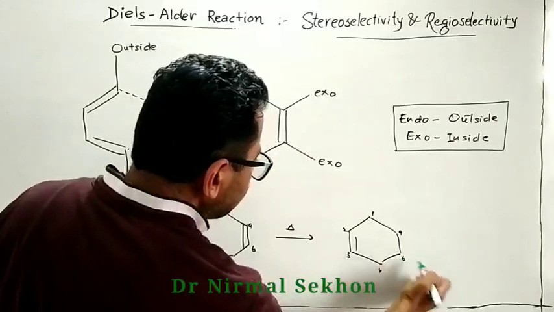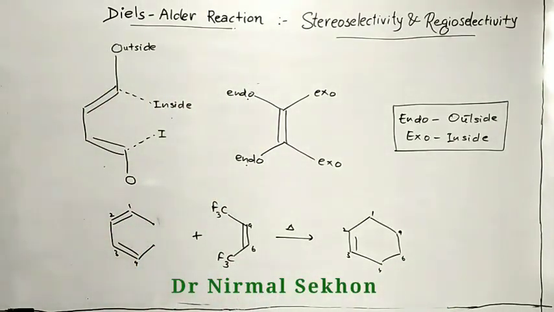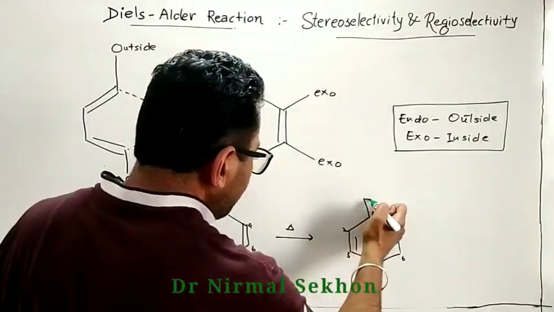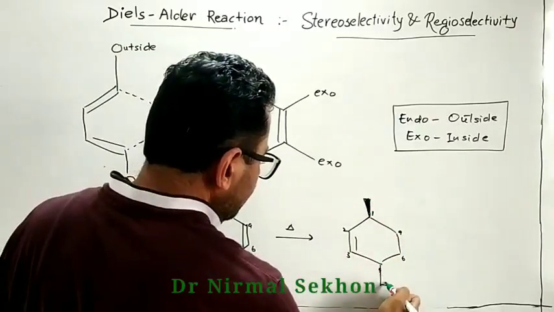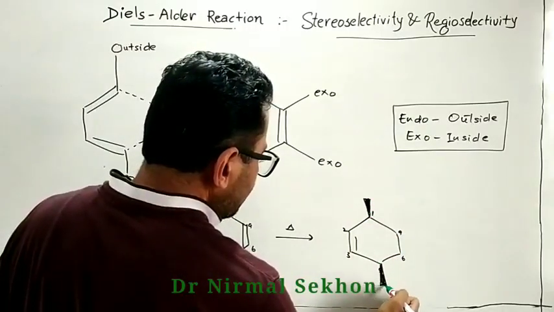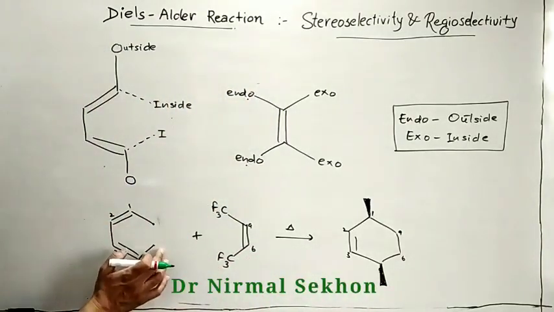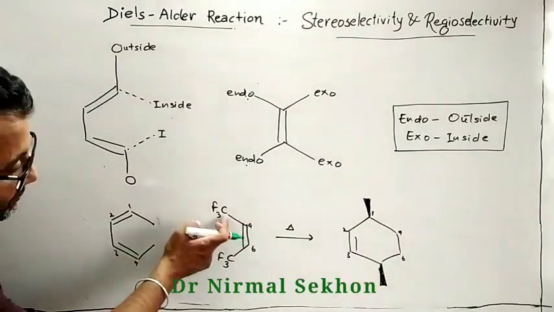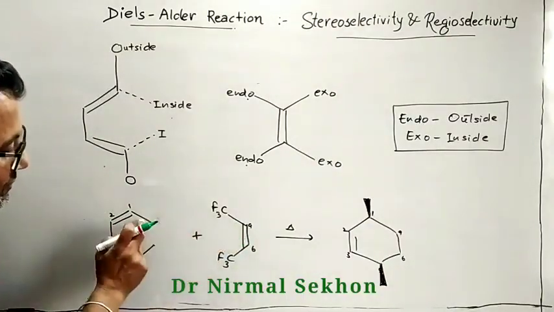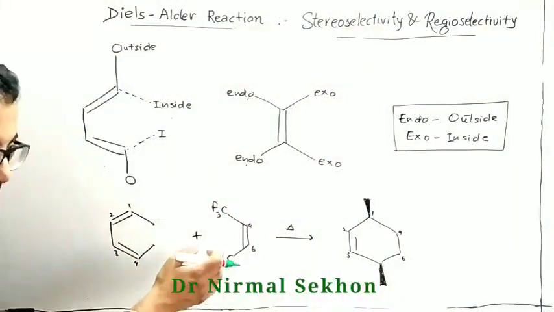Here is 1, 2, 3, 4, and here is your A and B. Now 1 and 4 have two methyl groups, and they are in the same position. You can write them above the plane or below the plane; that's up to you, but they must be on the same face. So both methyl groups are above the plane because both are inside. They are cis actually. Now this methyl group is opposite to the CF3 group. So if the methyl is above the plane, this CF3 group will be below the plane, and this CF3 will also be below the plane.